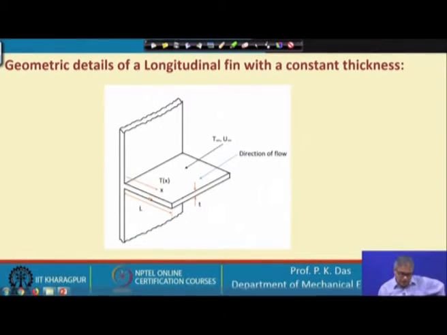Now, we have to appreciate one thing about the heat transfer taking place. I have shown the area through which heat conduction is taking place. There is another area, the surface area of the fin, from which convection is taking place. So, conduction is taking place through the cross sectional area, and convection is taking place through the surface area. That is one thing.